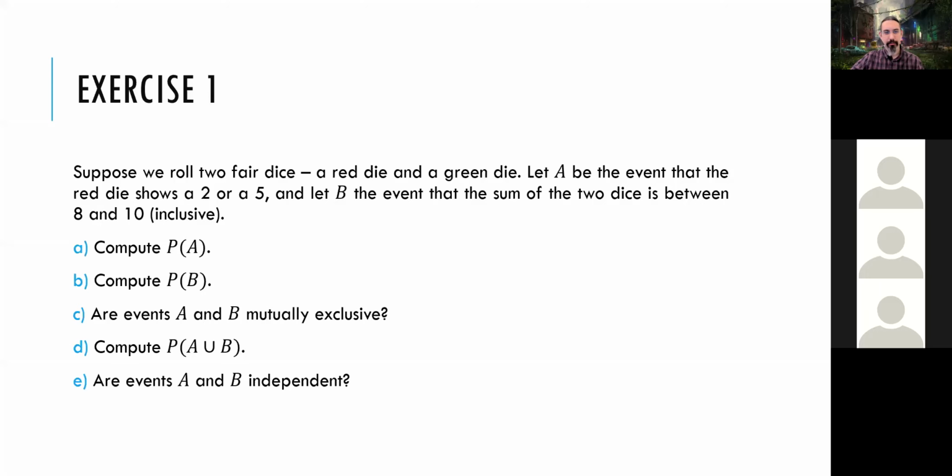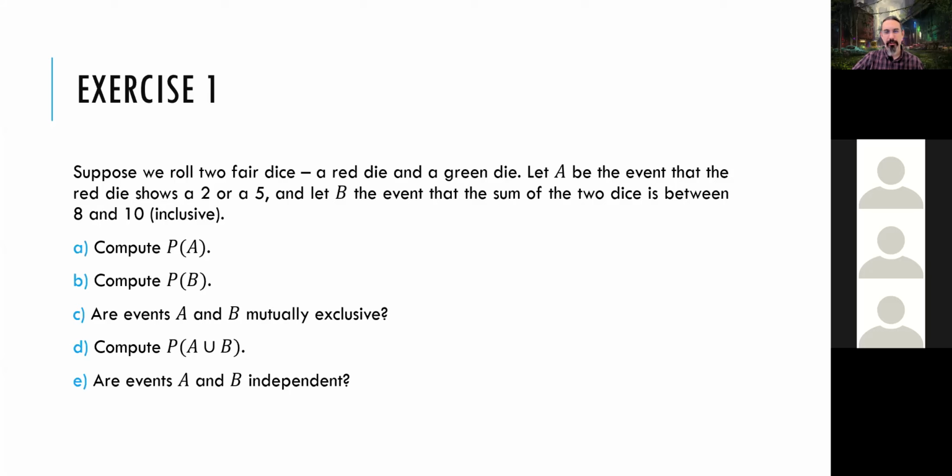Now, getting a sum of 8 is 5 over 36. Getting a sum of 9 is 4 over 36. And getting a sum of 10 is 3 over 36, in which the total of them would make 12 over 36, which is 1 over 3 once again. Same answer as A.